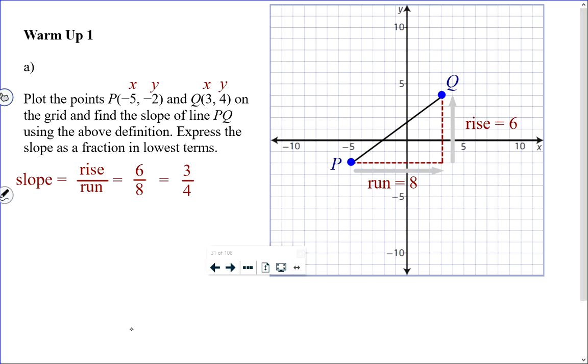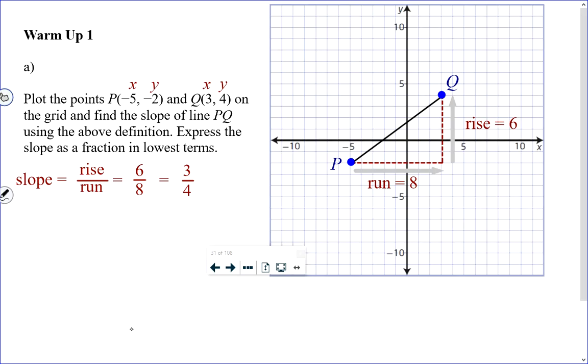There's nothing wrong with you writing, I suppose, that the answer to this question is the slope is 0.75, because 3 divided by 4 gives you 0.75. But you want to avoid having to use decimals all the time, because sometimes the decimals do not come out very friendly. Like if you had 15/17, that's not going to be a very friendly decimal.